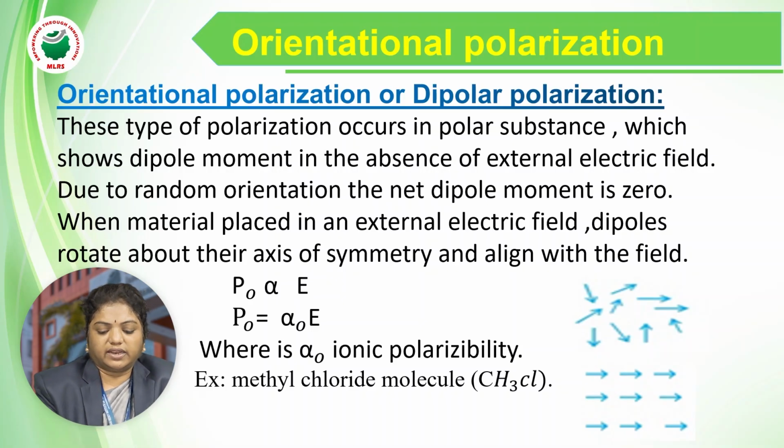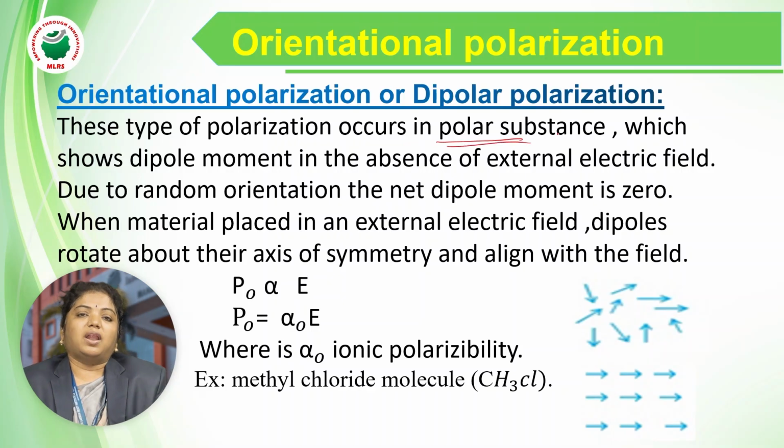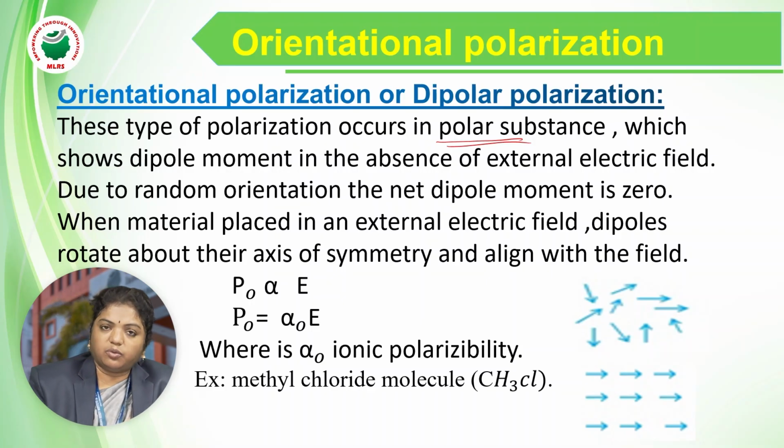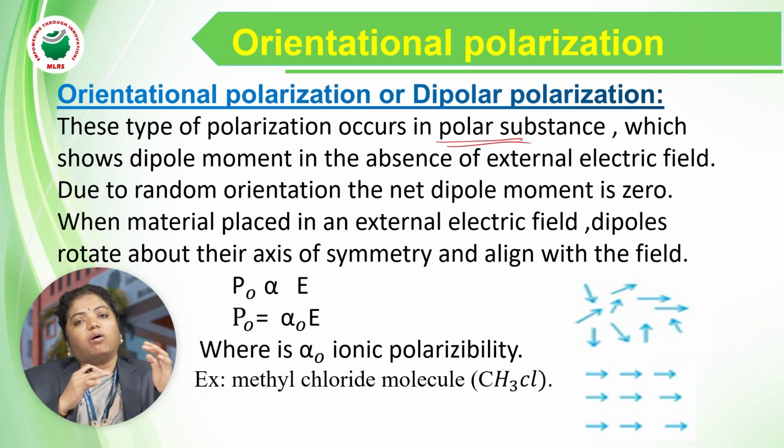Coming to orientation polarization, this type of polarization occurs in polar substances. Polar substances means electric dipoles already exist in those dielectric materials, but the net dipole moment, calculated over the randomly moving dipoles, is equal to 0. Whenever we apply the electric field, the dipoles are oriented along the field direction.